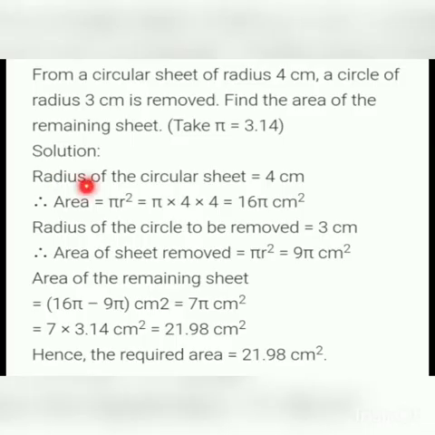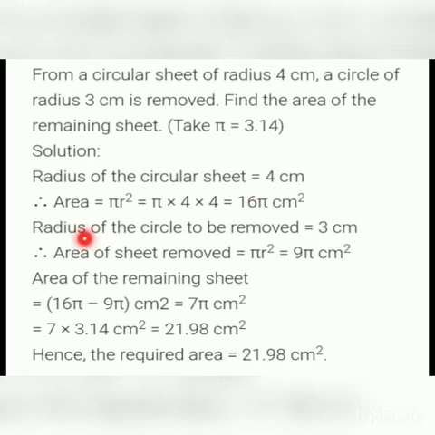So the radius of the circular sheet is 4 cm. Finding the area of the circular sheet, area is equal to pi r square. Pi into what is the radius? 4 cm is the radius. So 4 into 4, 16 pi. Here I am not substituting the value for pi because we can cancel pi. That is why 16 pi here.